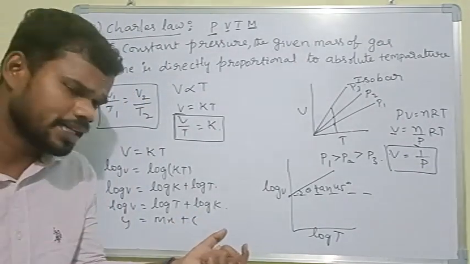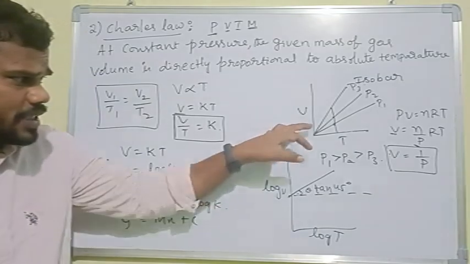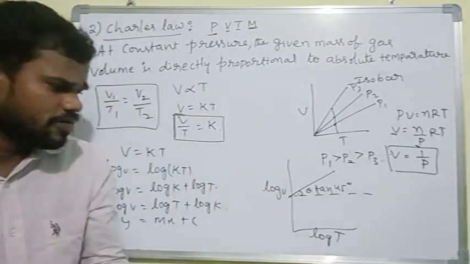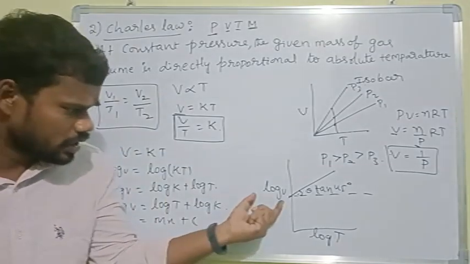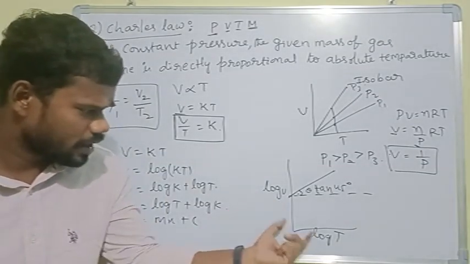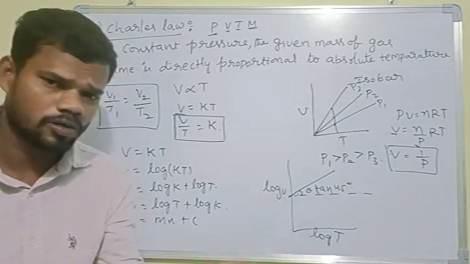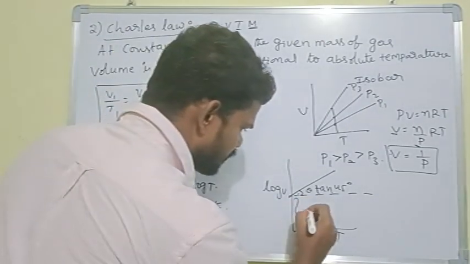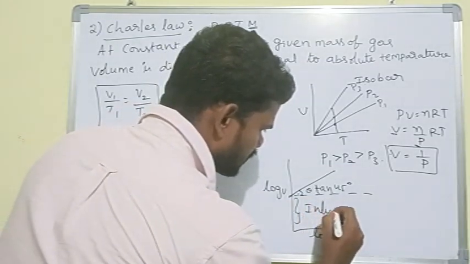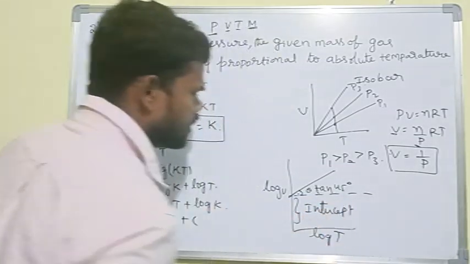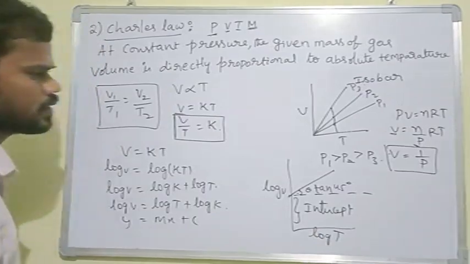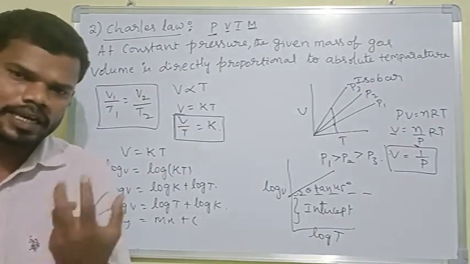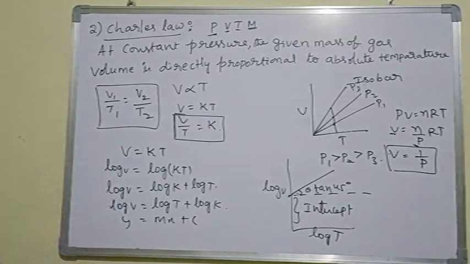If they ask any question regarding this graphical representation, they may ask to write the correct order for the given pressures. If the graph is log V versus log T, we get a positive slope only. What about this one? This is the intercept. So this is Charles law, the second gas law. Next, we can discuss the third gas law.